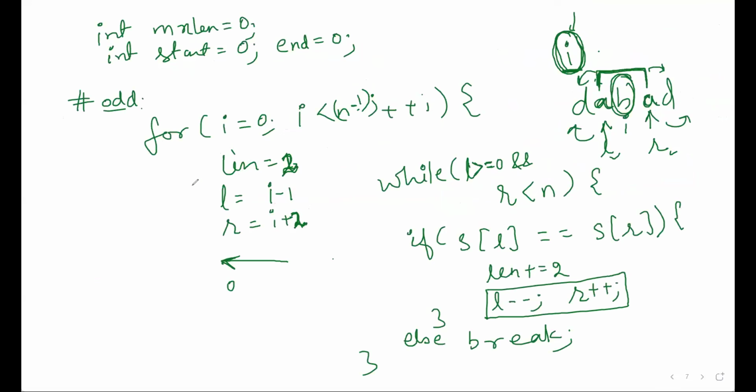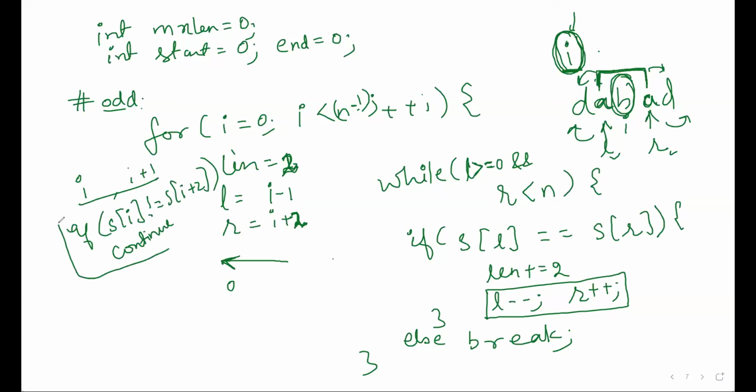First, you will check whether the midpoints are equal or not. One midpoint is at index I, the other is at I plus 1. If those two characters are not equal, then in that case you cannot have an even length substring for this index. So you will continue and check for the next index. So this condition needs to be satisfied before coming to this part. Rest everything will be the same. Just add this if condition above the length L and R part.